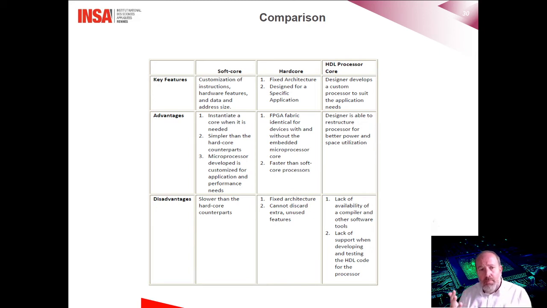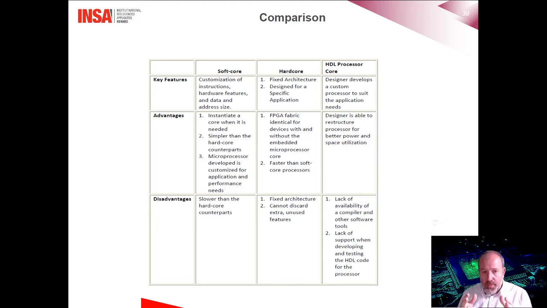In general, they are much simpler than the hardcore counterparts, and a given microprocessor is usually developed for specific application and performance needs. So we can configure the soft core to make sure that it's compatible with the application constraints. The main disadvantage of this type of architecture is that it's much slower than the hardcores.